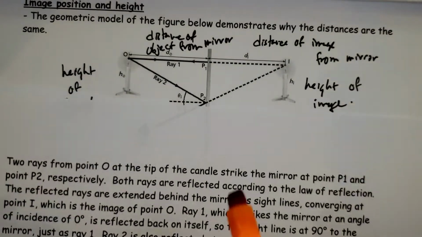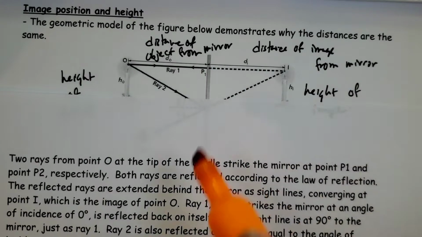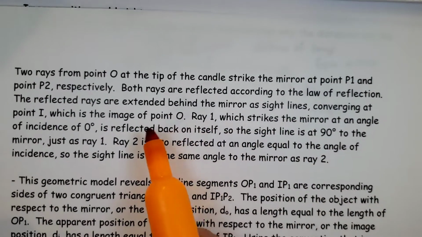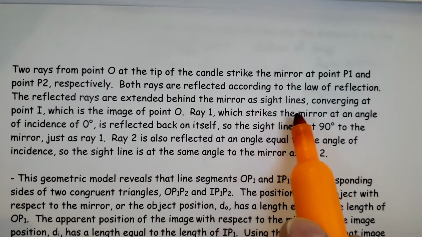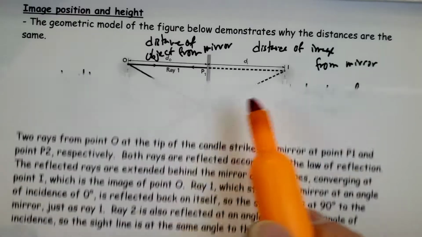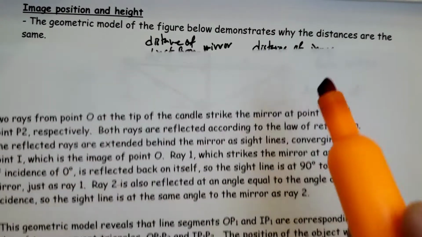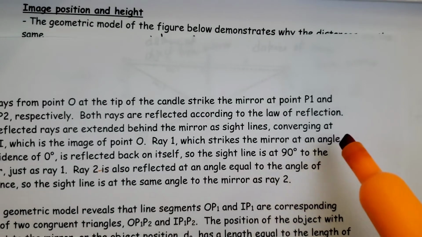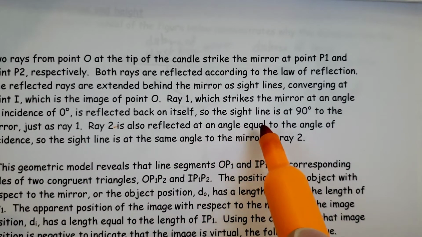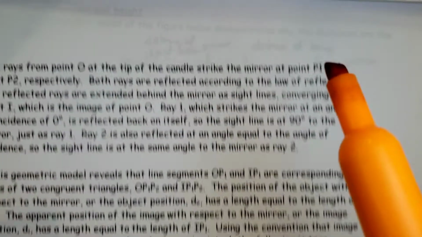So we have that two rays strike the mirror at P1 and P2. Both rays are reflected according to the law of reflection. The reflected rays are extended behind the mirror as sight lines, converging at point I, which is the image of point O. Ray 1 strikes the mirror at an angle of incidence of 0, is reflected back upon itself, so the sight line is 90 degrees to the mirror. So that's just this ray we're talking about here.